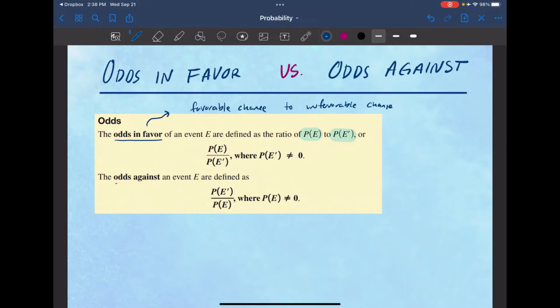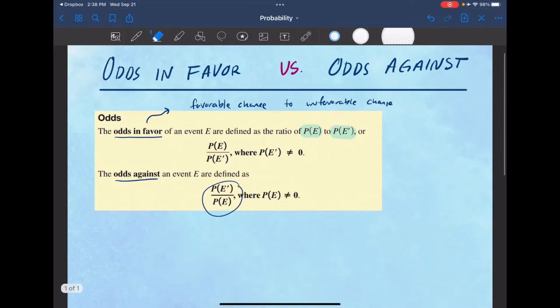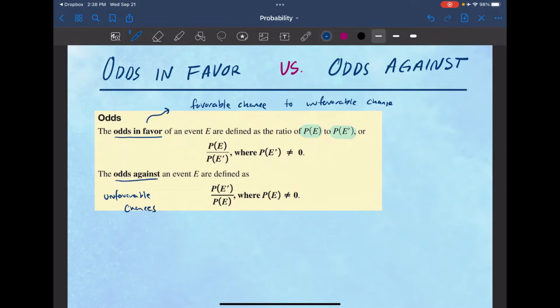As for odds against an event E, you compare these ratios the other way: the probability of E not happening to the probability of E happening. So you can remember this one as unfavorable chances versus favorable chances. So these are two different ways we can express probability. Now let me show you these ideas with an example.